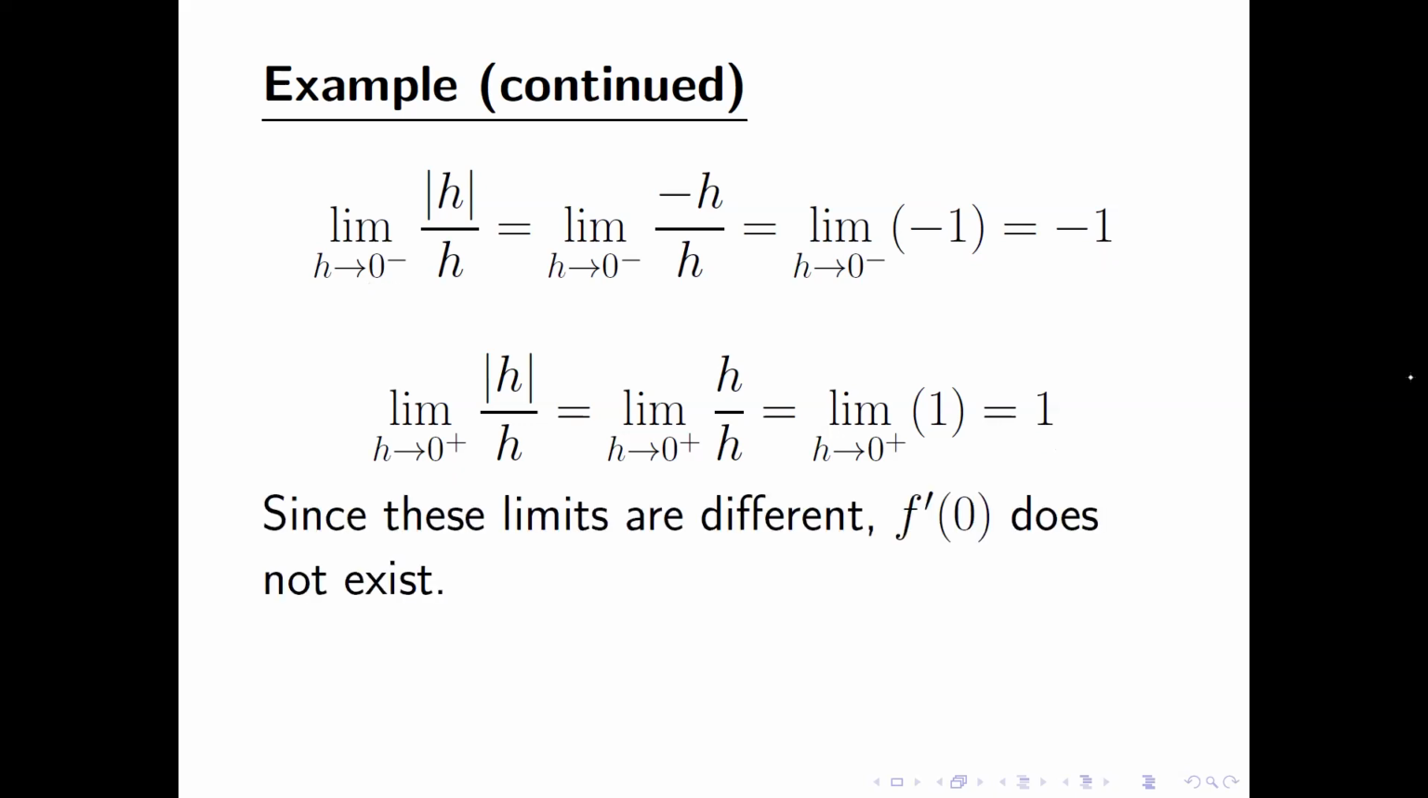This is a contradiction, because here we are at a specific point 0. So on the left and the right, in order for this limit to exist, it must give us the same value. But here on the left, it gives us minus 1, and on the right, it gives us positive 1. So it means that f prime of 0 does not exist.